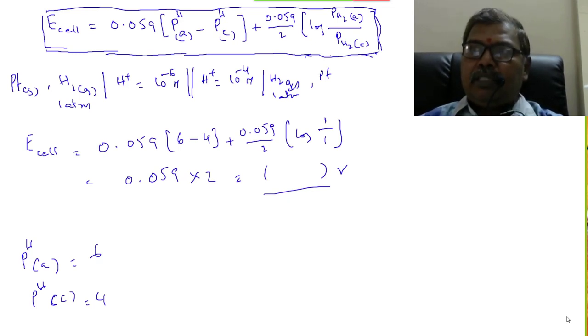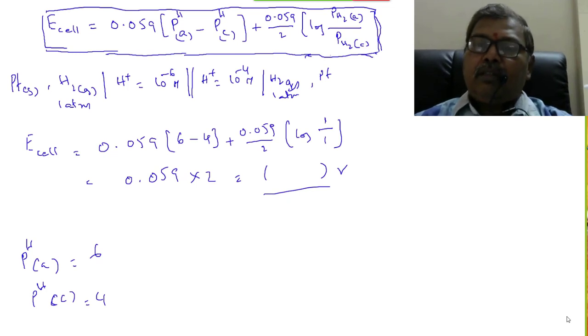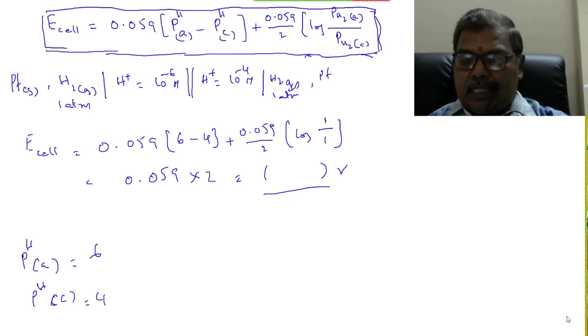But remember this equation for the hydrogen electrode: E cell equals 0.059 into pH of solution in the anode half cell minus pH of solution in the cathode half cell, plus 0.059 by 2 log of pressure of hydrogen in the anode half cell by pressure of hydrogen in the cathode half cell. Then we can calculate easily in less time. Now let us see some more problems, some more models on hydrogen concentration cells.